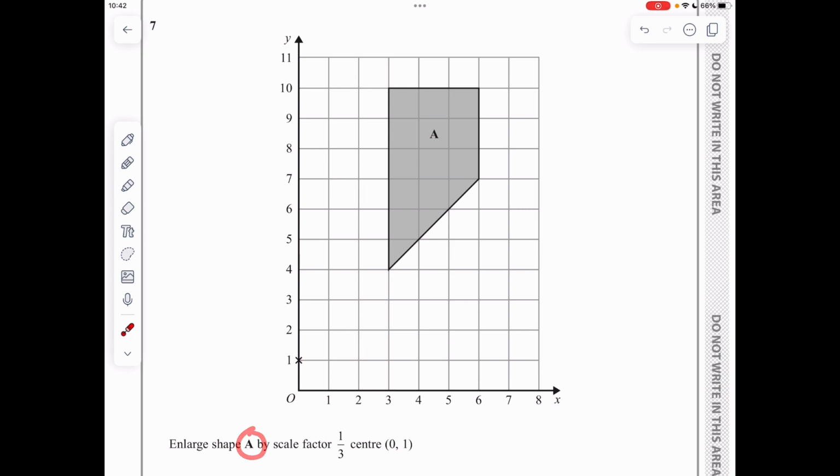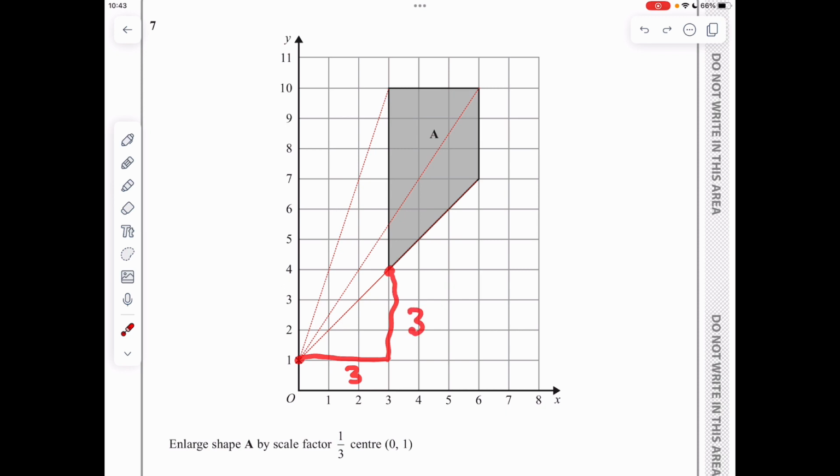Shape A is to be enlarged by a scale factor of a third with center 0, 1. So the center of the enlargement has been marked with a cross here. So I will start by drawing rays of light from the center of the enlargement to each of the vertices of shape A as shown here. So I can take any of the vertices, for example this one here, and we see that to go from the center to this vertex I go 3 to the right and then 3 up.